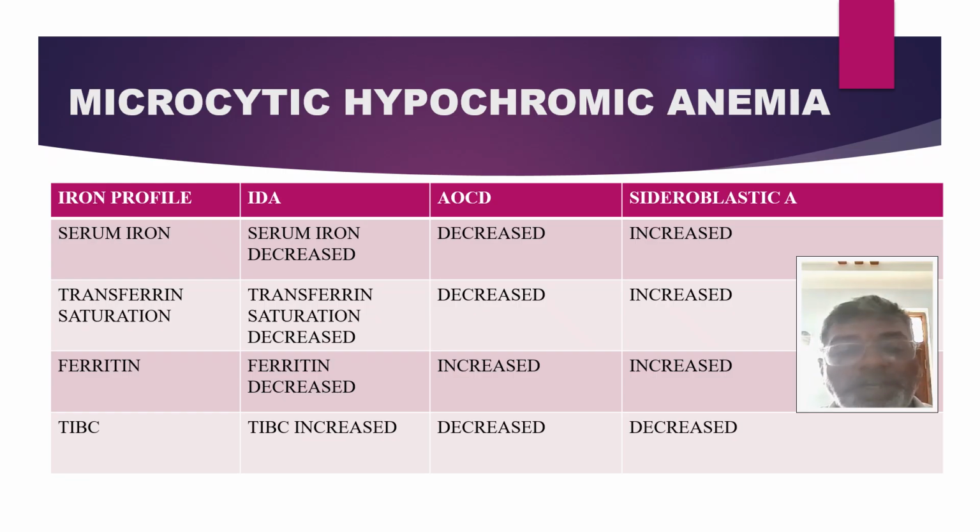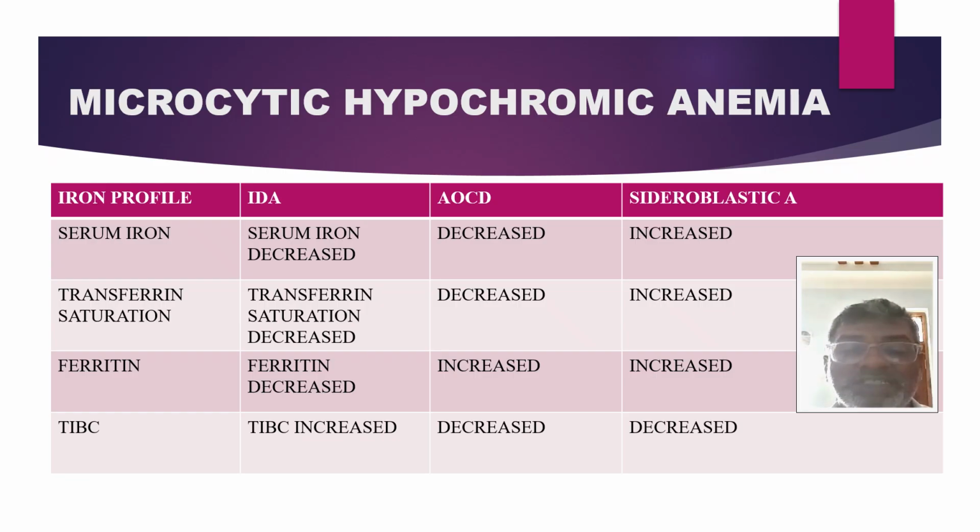Now coming to the iron profile. In the iron profile, we will check for serum iron, transferrin saturation, ferritin, and total iron binding capacity. The serum ferritin or ferritin is the storage form of iron. Iron is also stored in the form of hemosiderin. Serum iron and transferrin saturation are directly proportional. Transferrin has the capacity to carry 6 iron molecules. Minimum 2 molecules are being carried.